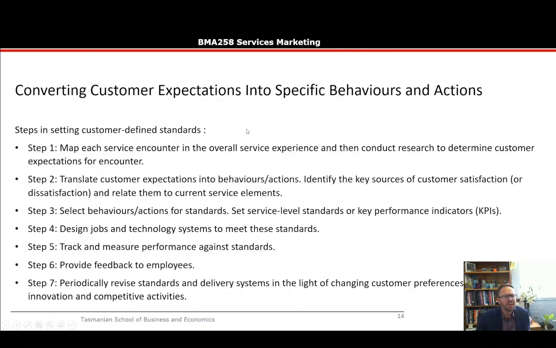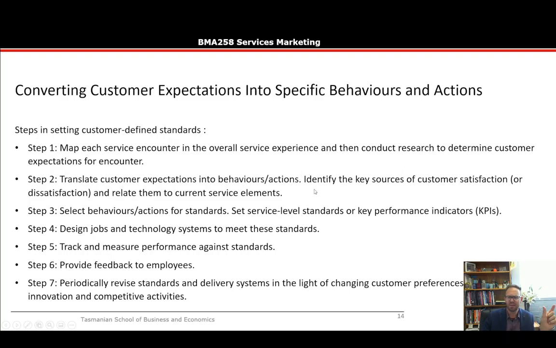All right, let's talk about converting customer expectations into specific behaviours and actions. So there's a few steps in defining these standards. The first one is to map each service encounter in the overall service experience, and then conduct research to determine customer expectations for the encounter, and then translate customer expectations into behaviours or actions.